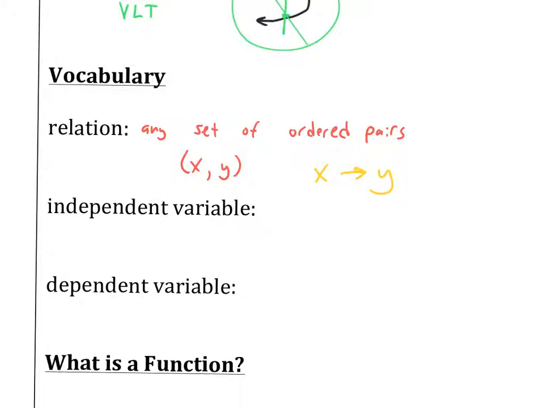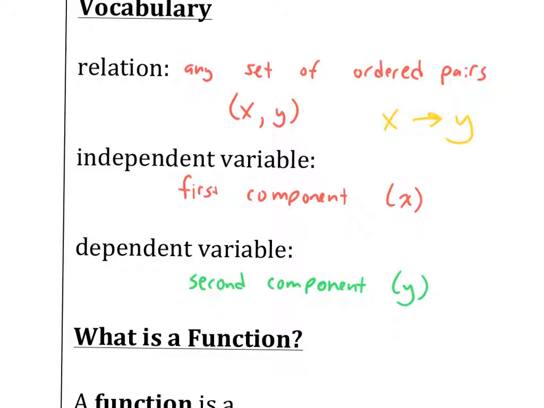An independent variable is usually the first component. In this case, we're going to say X, but it can be any letter; generally we say X. And then the dependent variable is the second component, and we're going to say Y in this case. Independent and dependent: that's if the second component is dependent on the first one.